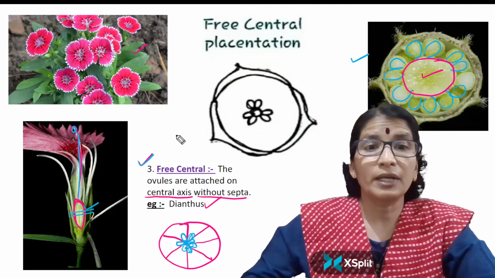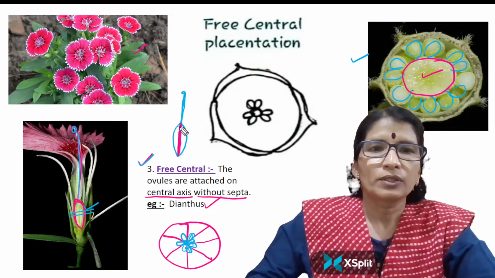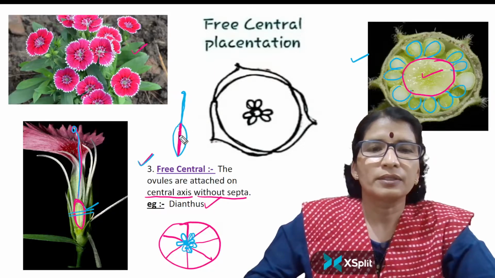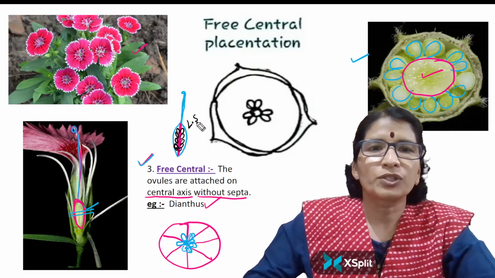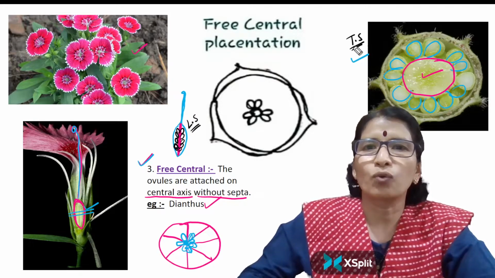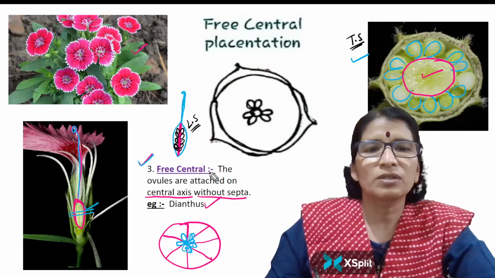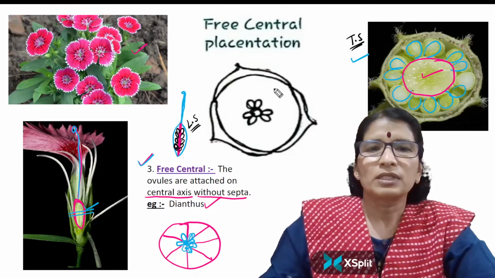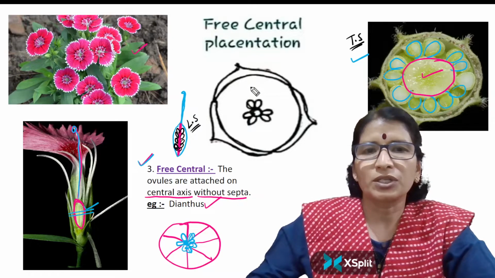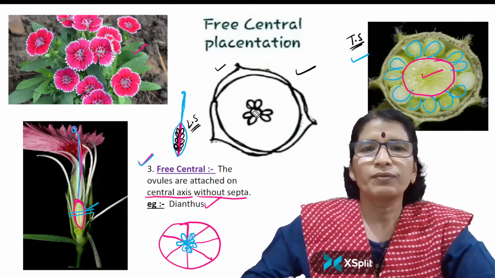If you want to get a clear idea, one more diagram I will draw. So here this is the ovary, this is the style, this is the stigma. Inside the ovary, there is the central axis. The pink one is the central axis. Along the central axis, a number of ovules are present like this. This is the longitudinal section. This is the transverse section of the ovary. And you can see there is no septa formation inside the ovary. So finally, free central placentation means the ovules are attached on the central axis without septa. The simple diagrammatic representation of free central placentation is like this. In the examination, you have to draw this diagram only, without septa.